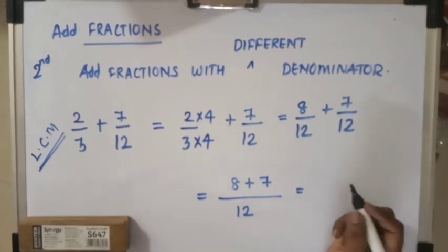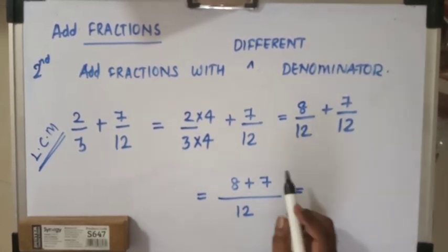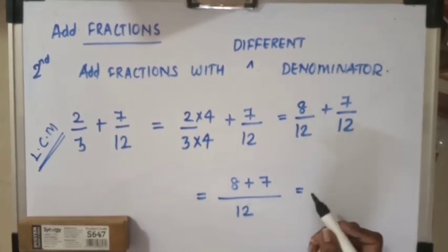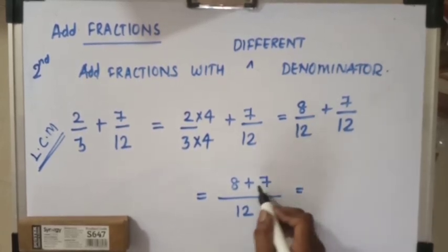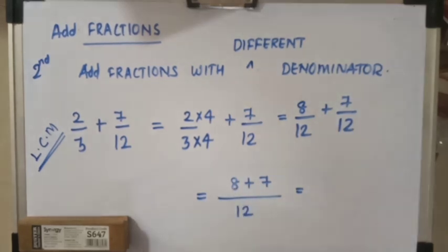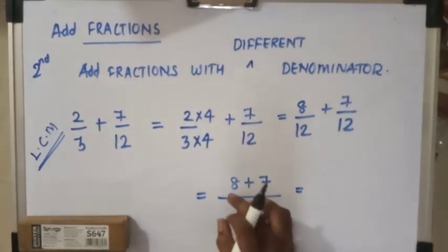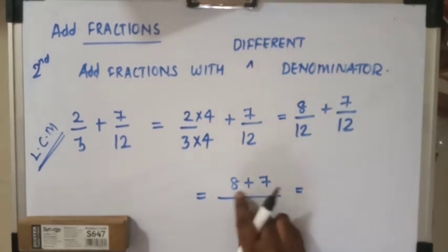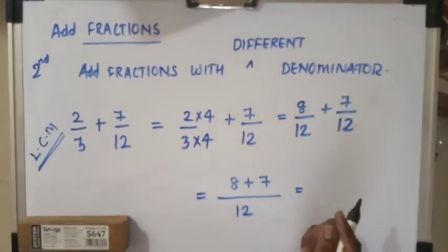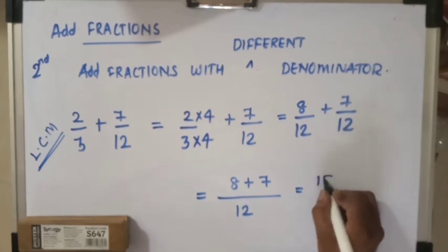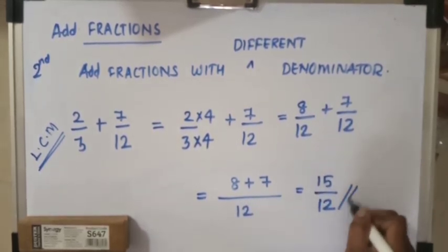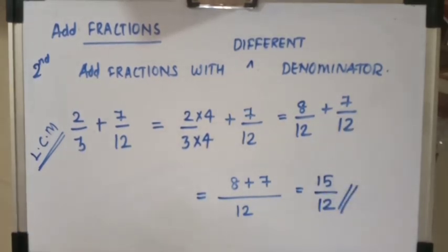So what does it become? I'll help you out with how to add certain numbers. Say this is 7 and this is 8. 8 is one number more than 7. So 7 and 7, 7 2s are 14, plus 1 you'll add, so it becomes 15. So 8 plus 7 is 15. 15 upon 12. Okay, so this is your answer.